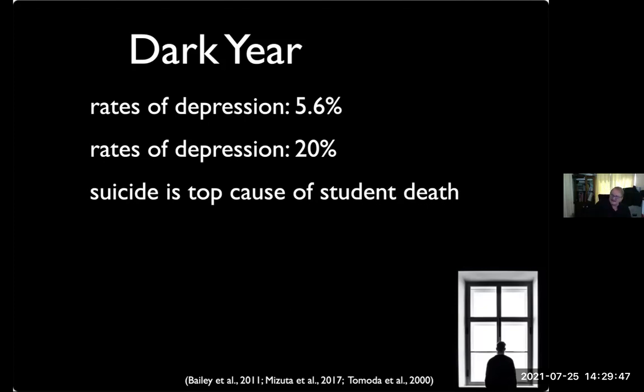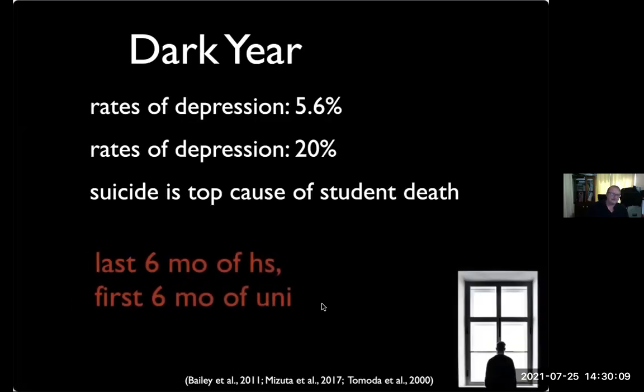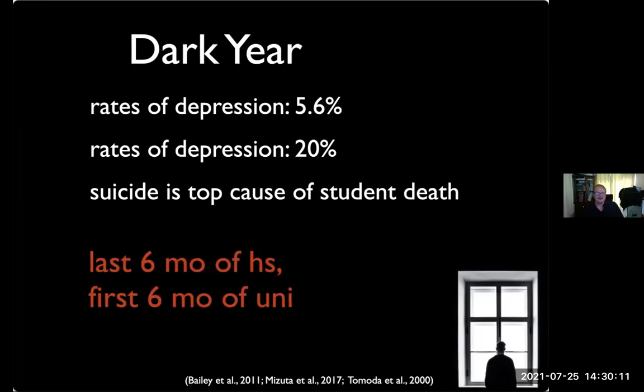It's the last 6 months of high school and the first 6 months of university. The last 6 months of high school are, you know, there's all kinds of pressures and traumas and taking entrance exams and things like that. Then they get to school and they're without any friends and they're feeling so dislocated. There's imposter syndrome, all other kinds of things. So it is the last 6 months of high school and the first 6 months of university, when rates of depression triple.